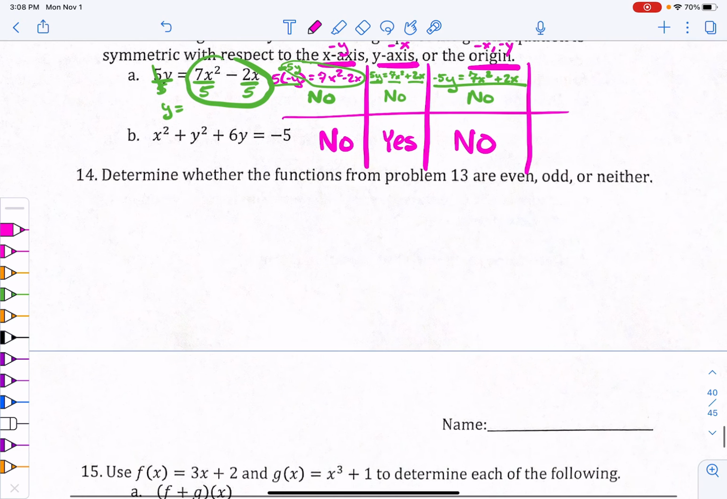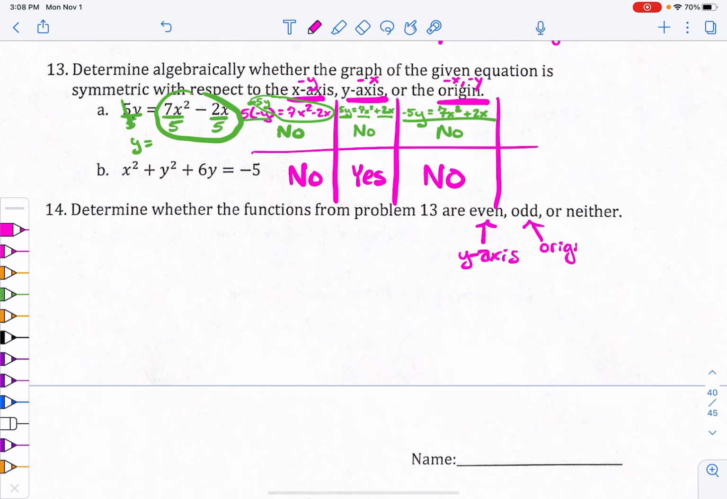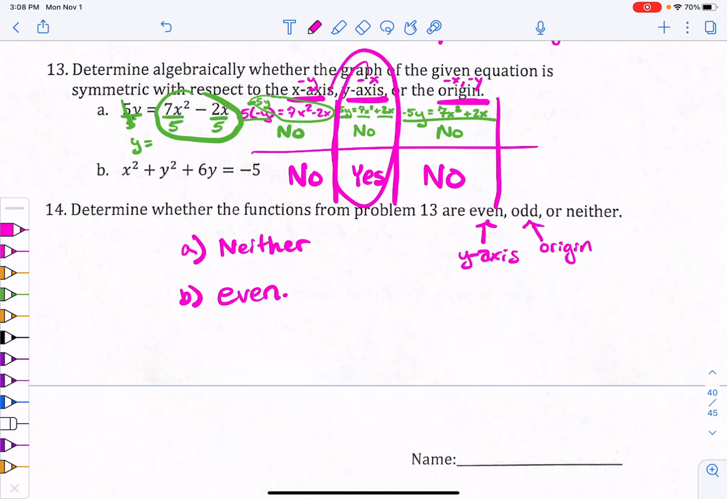Okay? Number 14 says determine whether the functions from problem 13 are even, odd, or neither. Okay, so it's even if it has y-axis symmetry. It's odd if it has origin symmetry, okay? So since part A had no symmetry, it was a neither function, okay? But part B had y-axis symmetry, so it would be an even function. So that's kind of how that works out, okay?